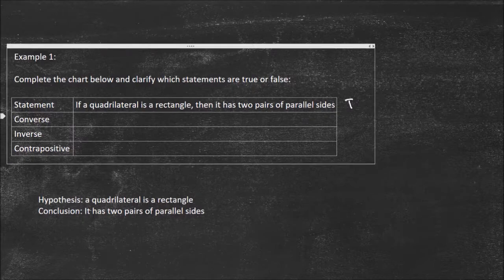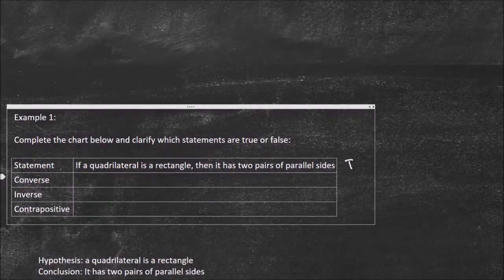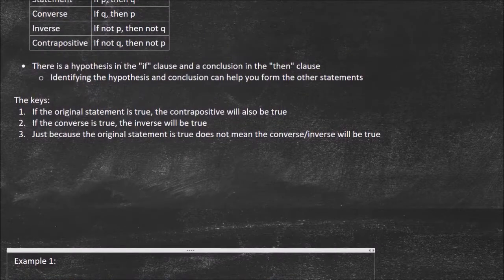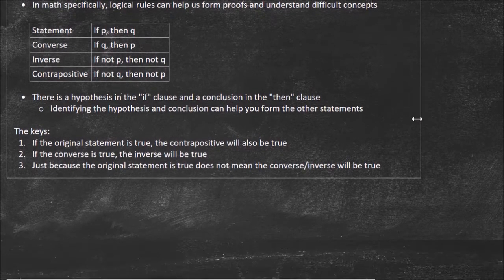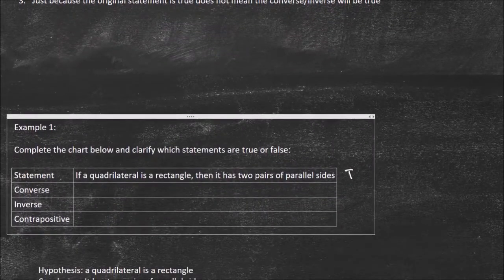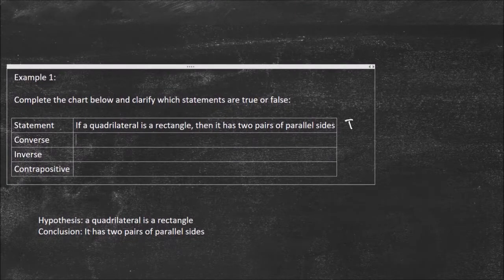But now I want to develop the converse. And remember, the converse says if Q, then P. I was getting confused between the converse and the inverse. So we need to think if Q, then P. Well, we just said that the conclusion is it has two pairs of parallel sides, and it refers to a quadrilateral. So we're going to say if a quadrilateral has two pairs of parallel sides, it is a rectangle. So that is the converse. That looks good to me.